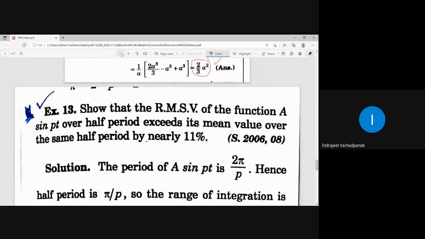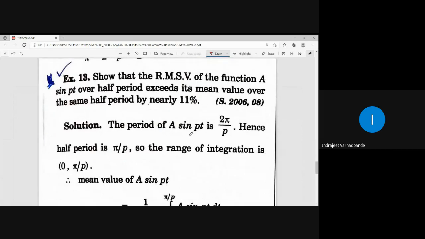The last example related to the RMS value is, show that the RMS value of a function a sin pt over half period exceeds its mean value over the same half period by nearly 11%. RMS value निकालना है. पहला काम, for the function a sin pt over half period.